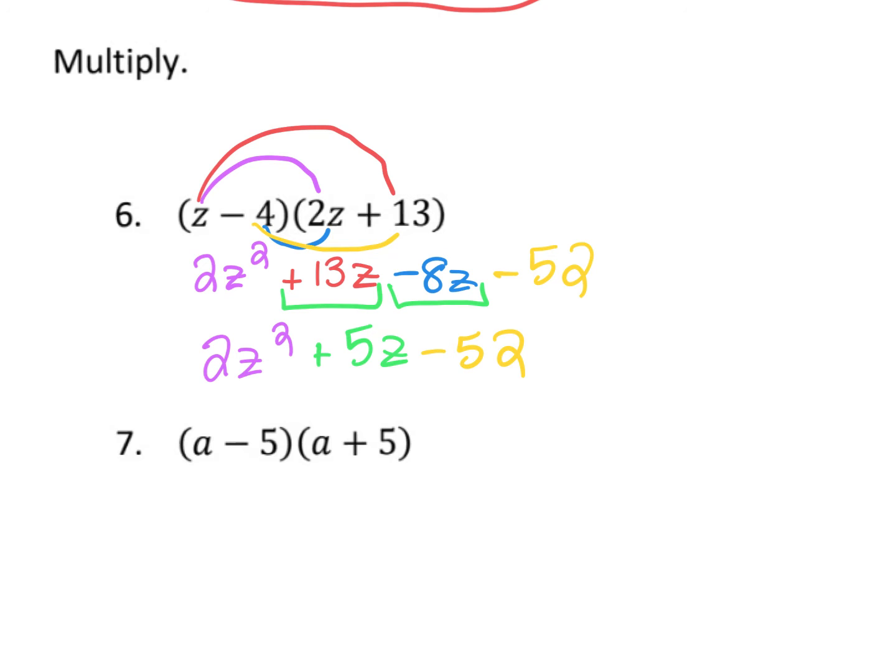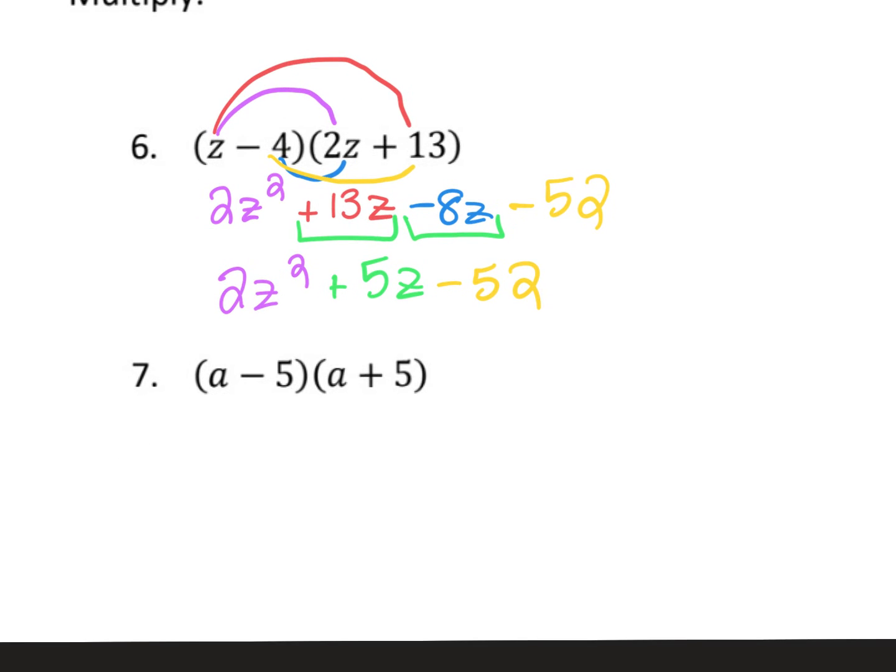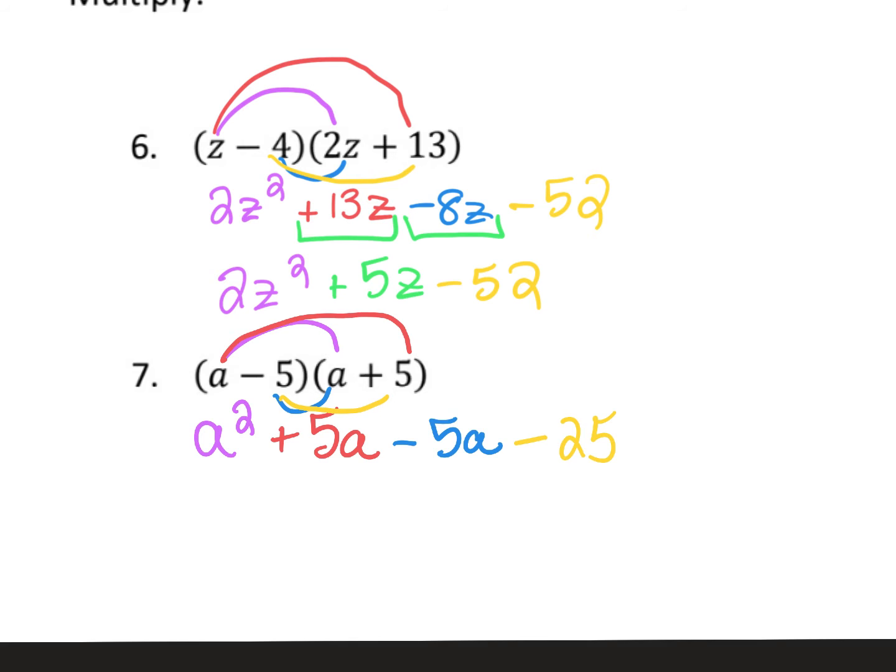All right, so number 7, doing the same process of FOIL, right? So we're going to do our first two. So a times a is a squared. Our outside two, so this a and the 5 on the outside is a plus 5a. Inside is minus 5a. And last is minus 25.